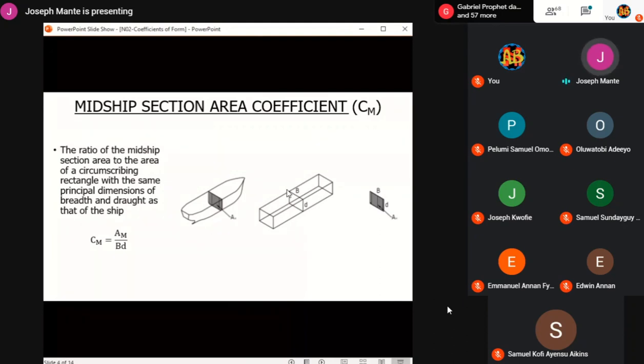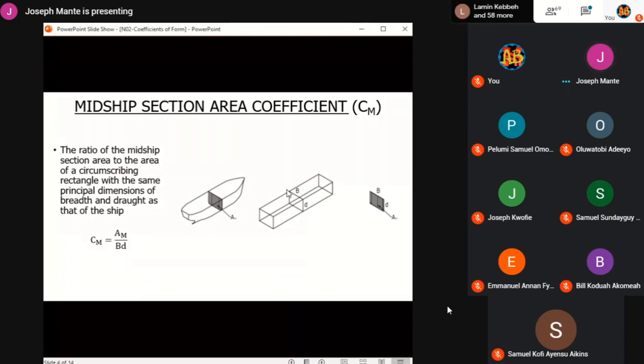So the same thing happens to the ship. Now I want to find its midsection area coefficient. We want to know how bulky it is. We want to know how slender it is. We have to know its fatness. So for us to know that, we first have to calculate the section area. So you cut the vessel into two, and you realize that in the form of a rectangle, you have the depth and the breadth. Then when you have the depth and the breadth, you are able to calculate the area.